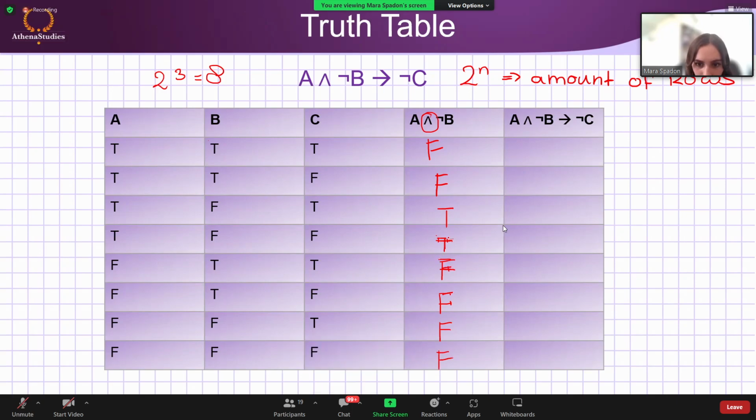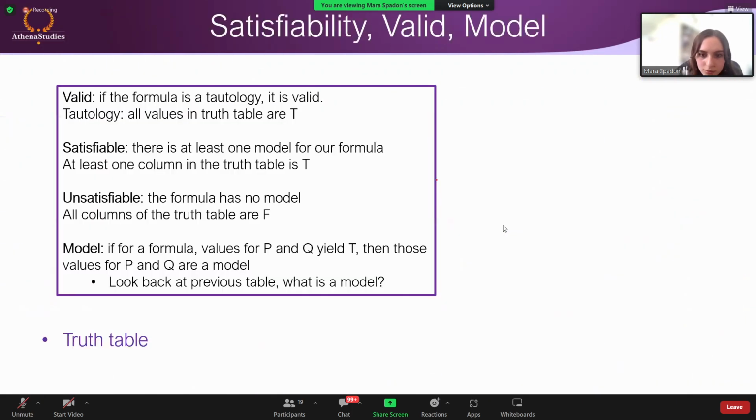Oh God, I really don't know what happened here. Oh my God.